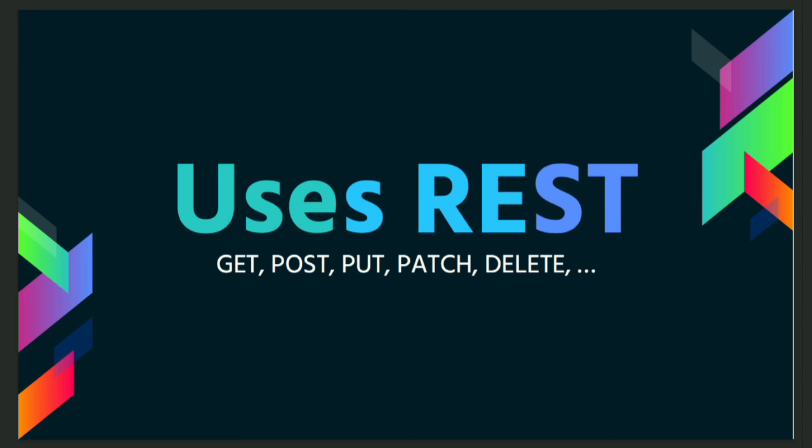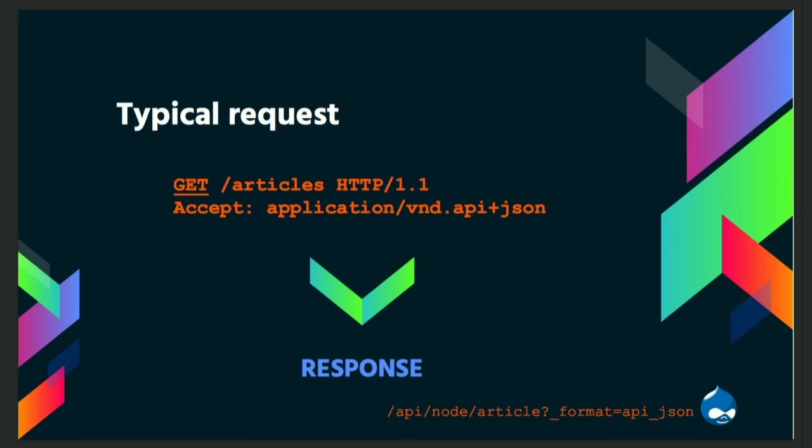So a typical request looks like this. You do a GET request against slash articles, and you specify using the accept header that you want the response to be in JSON API format. And then you get a response, and you act on it, and you put it in a very cool way because you're using React or whatever thing you're using.